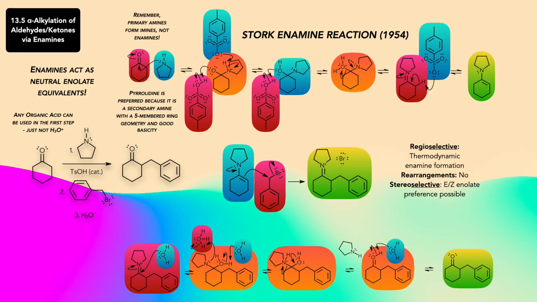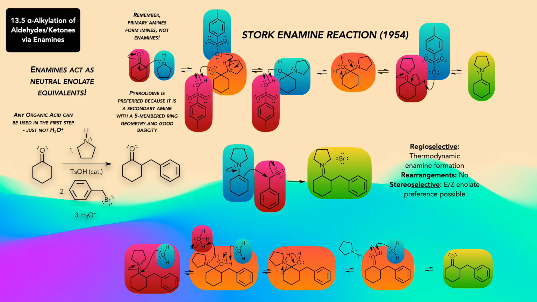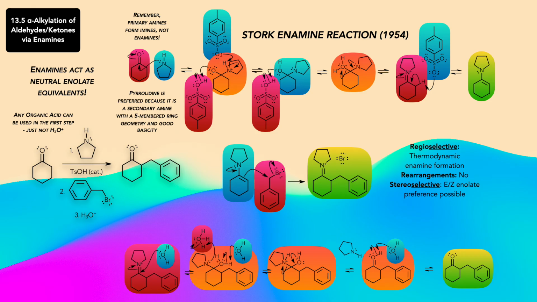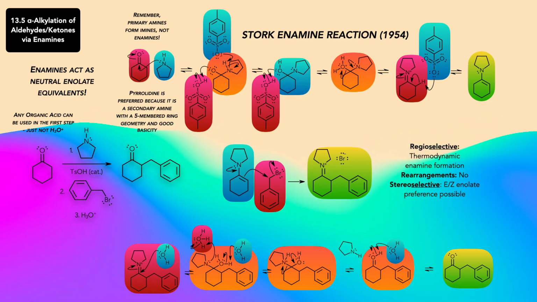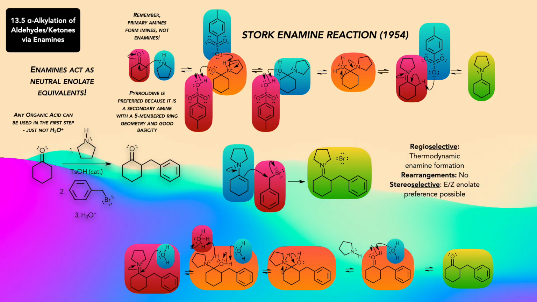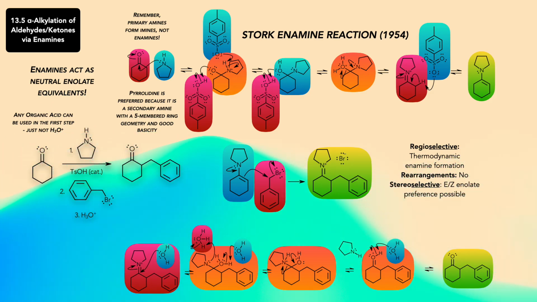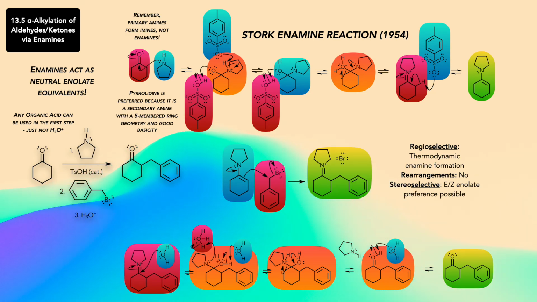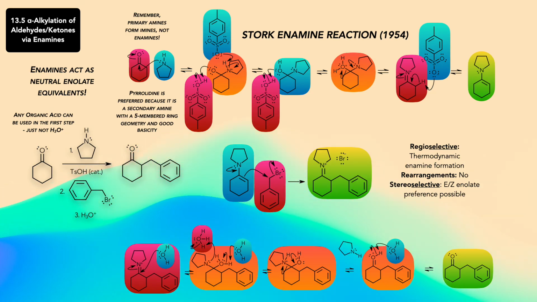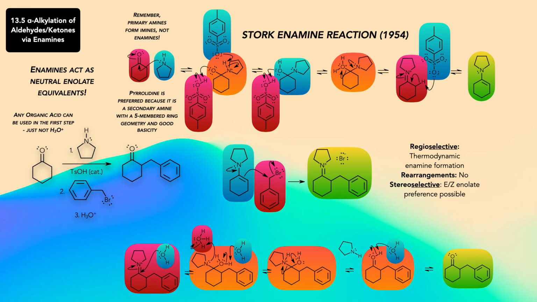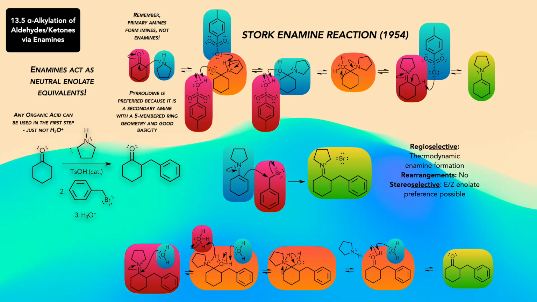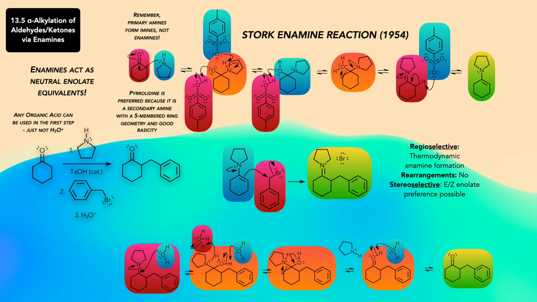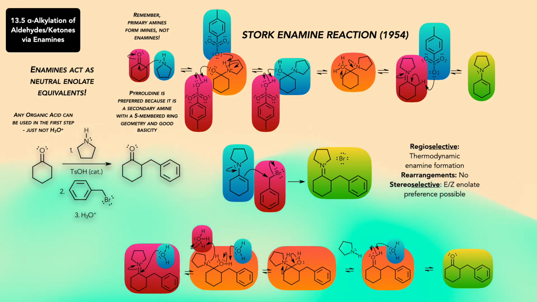But another powerful strategy for α-alkylation uses enamines, known as the Stork enamine reaction. Secondary amines react with carbonyl compounds to form enamines. These enamines behave like neutral equivalents of enolates. The enamine attacks an alkyl halide, forming an iminium ion intermediate. Finally, hydrolysis regenerates the carbonyl compound and releases the amine.